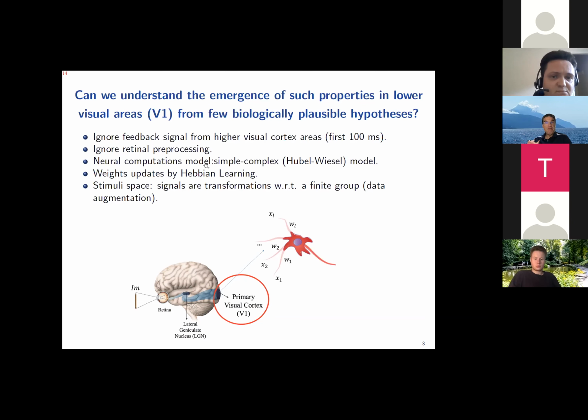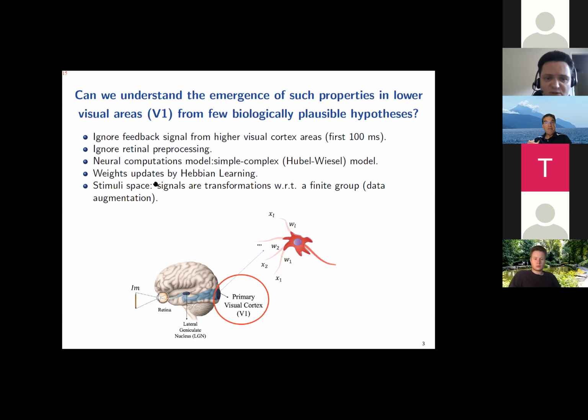The constraints and hypotheses I am restricting in this model are the following. I ignore feedback signals from higher visual cortex areas, and so I focus on the first 100 milliseconds of visual recognition. I ignore retinal preprocessing. As neural computations, I stick to the so-called simple-complex model proposed in the 60s by Hubel and Wiesel, which I'm going to give you details about in a little bit.